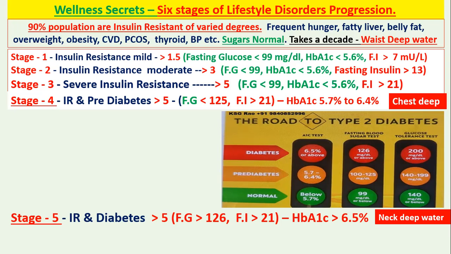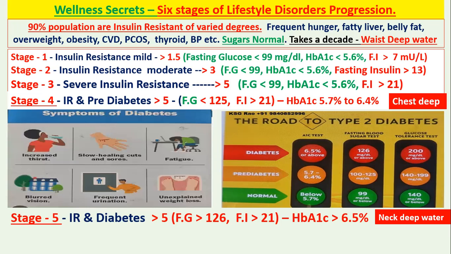HbA1c is 6.5. This means what? We are already in water up to our neck. Neck deep water shows an alarming situation. Now, some people may not have any indication. Look, what are the symptoms of diabetes? Increased thirst, slow healing of cuts and sores, fatigue, you are getting tired, blurred vision, frequent urination, unexplained weight loss.